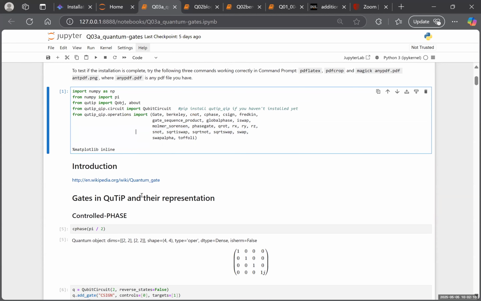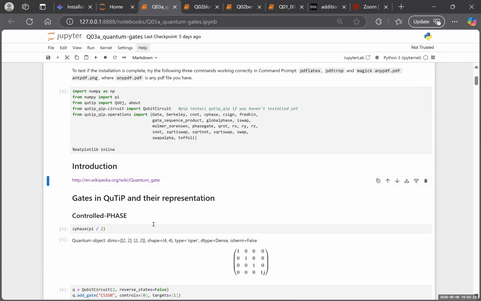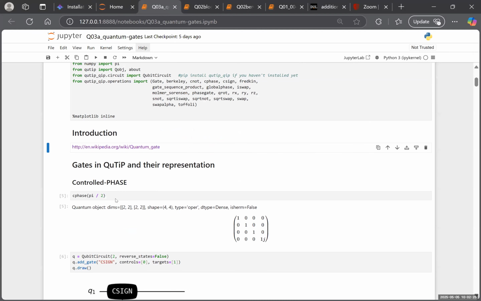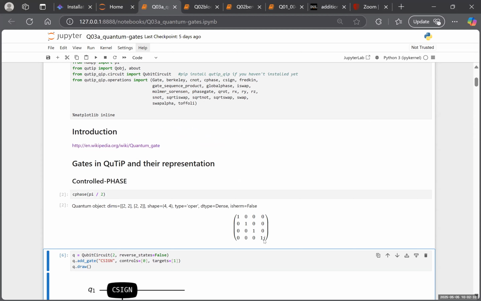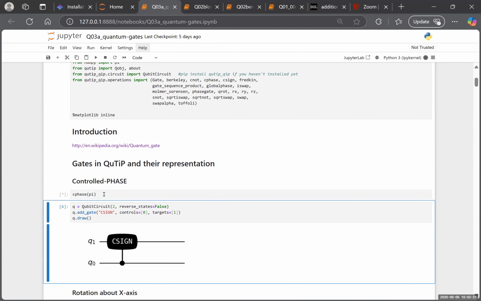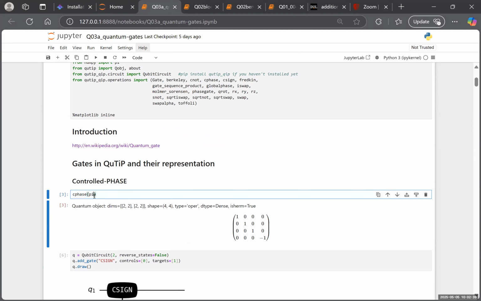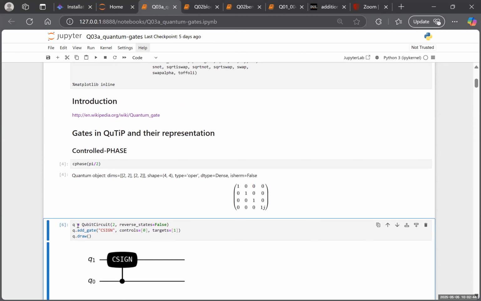All right. So introduction. If we go, we see this is just a quantum gate. Control phase gate. This is the control phase gate, and you can have some phase. If you have pi, then this will be control Z. Put it back here. You can also write the circuit.